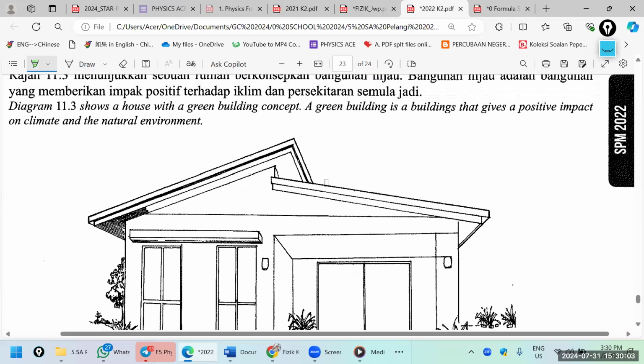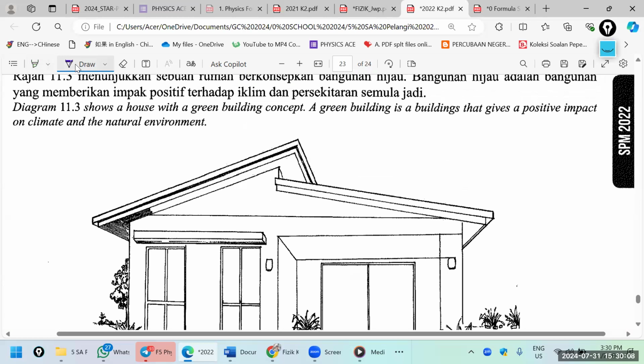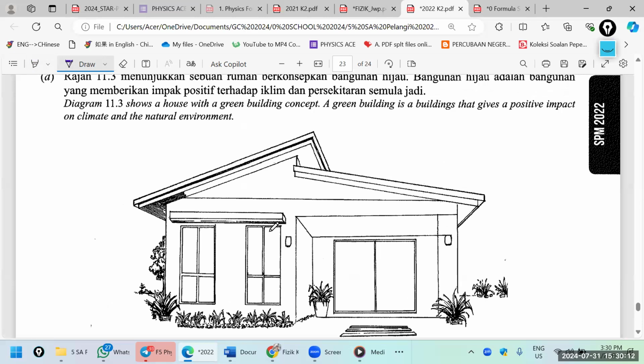Okay, this one, just read the sentence first. I will tell you what needs attention. It is a green building concept. Not green, but green building concept. Green building concept means a building that gives a positive impact on climate and the natural environment.